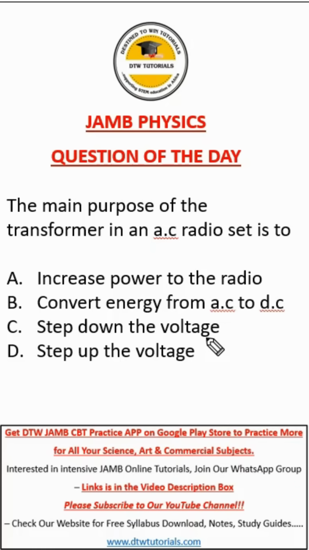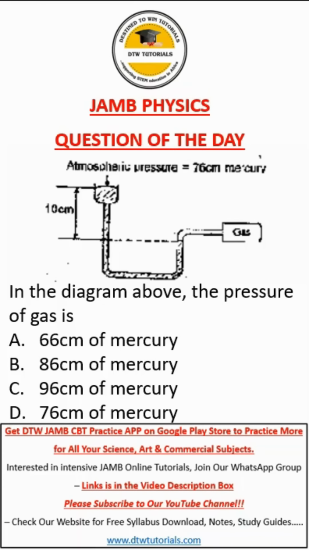Correct. What it does is step down the 240 volts, that's Nigerian voltage, to 12 volts, that the electronic part of the circuitry of the radio can utilize. Okay, so that's what it does. It steps down voltage. All right, so you should get this JAMB physics question.